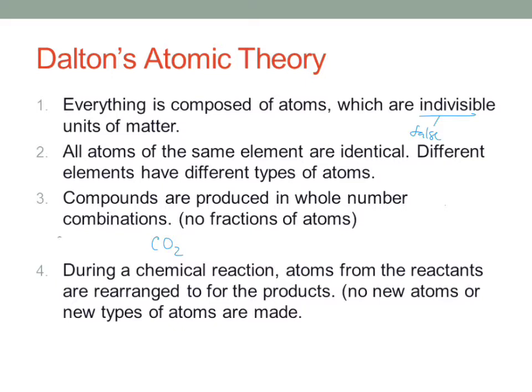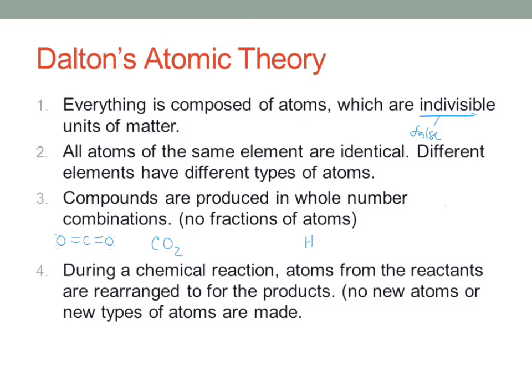And I'll draw out the molecule just so you can see what we're talking about here. So that would be the molecule if you drew it out. I'll even draw in electrons for those of you who've had some chemistry background. But the idea is that there's no half an oxygen there, or three quarters of an oxygen, or 1.2 carbons or something like that. These are whole number combinations. You have one carbon piece attached to two oxygens, whole numbers.